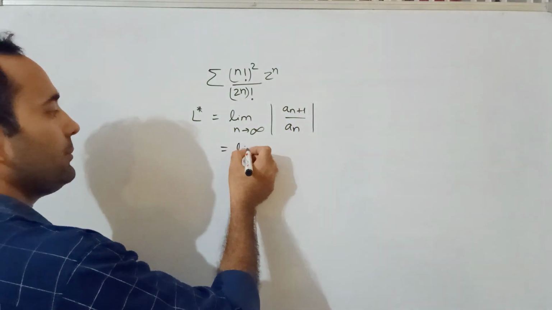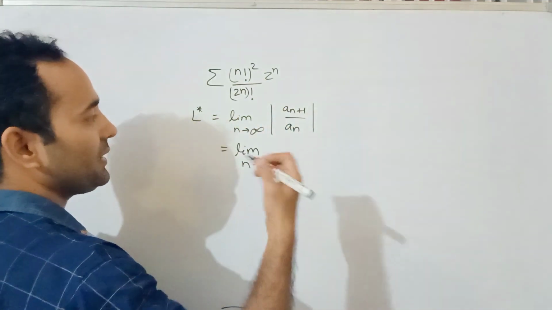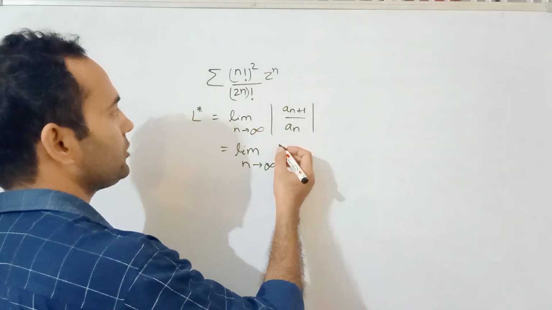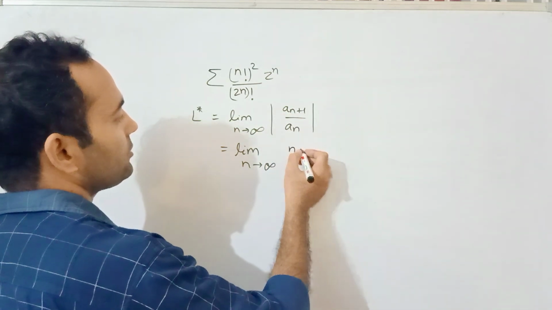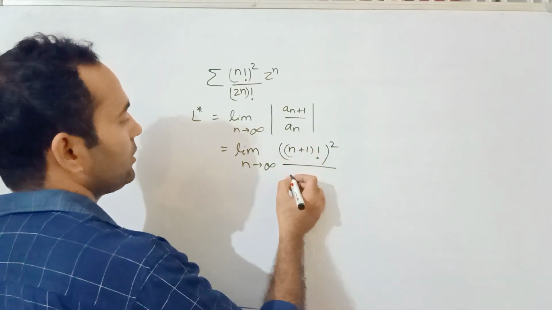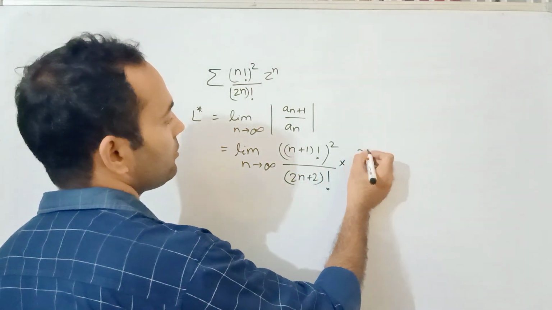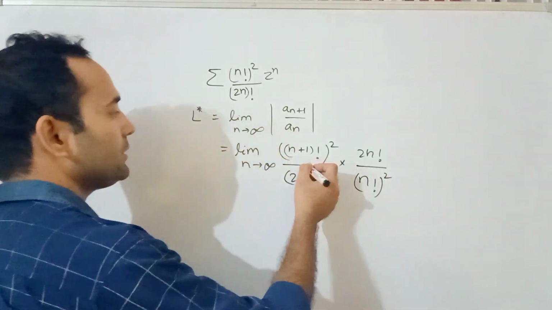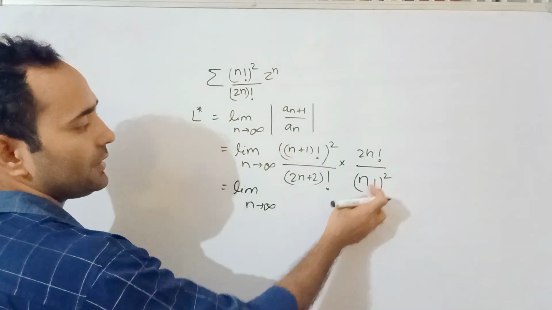What will happen? It is a very simple question. I am just doing it for practice, so that you can attempt any question. This is the procedure you have to follow to find the radius of convergence. You can try it for any question, right? So an plus 1 would be n plus 1 factorial whole square upon 2n plus 2 factorial, be careful here, into 2n factorial upon n factorial whole square. Just open it, simplify this so that this will be cancelled out.